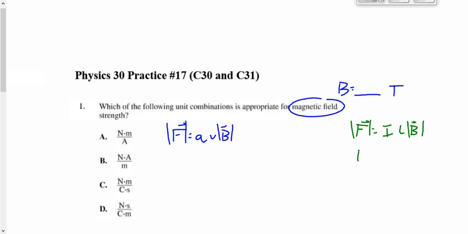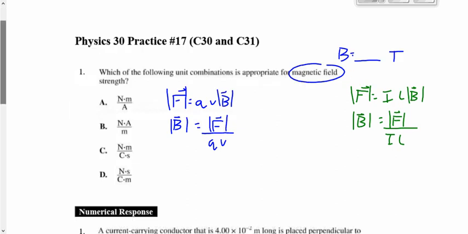So the green one here, we're going to say B is equal to F over IL. And for the blue one here, B is equal to F over QV. Now, either one of these should get me the correct answer. What I want to do at this point with either of these equations is sub in units for the variables. So let's go with the blue one here. Magnetic field is a Tesla. I want to find out if one of these sets of units is equivalent to a Tesla. So let's sub in the units for force and charge and speed. Force is a Newton. Charge is a Coulomb. Speed is a meter per second.